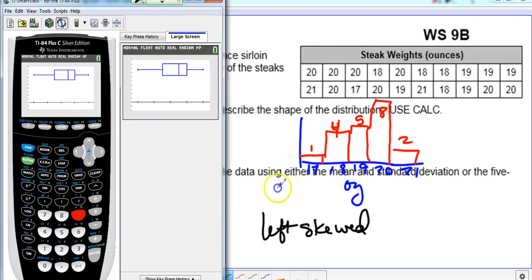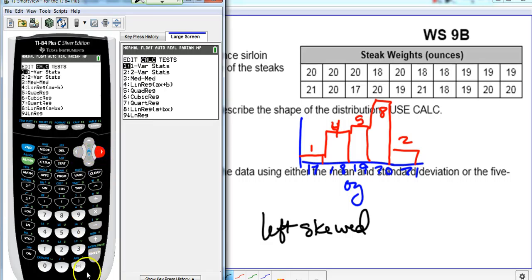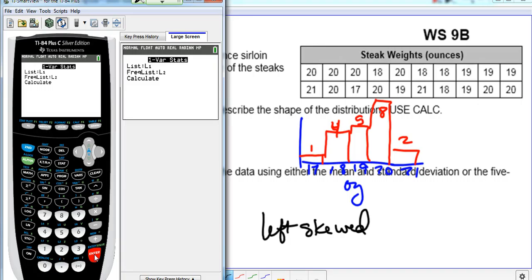But what we need to do now is find either the mean and standard deviation or the 5-number summary. If it's skewed, we need what? 5-number summary. Either one is found under the 1 variable stats. So go stat, right arrow, enter. You do not want a frequency list, so you need to clear out that frequency list if your calculator offers that option. If it's an older calculator, you just hit enter because it's only going to assume you want list 1. Don't put list 1 comma list 2, is what I'm saying.